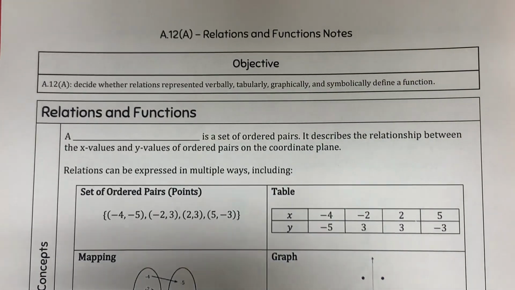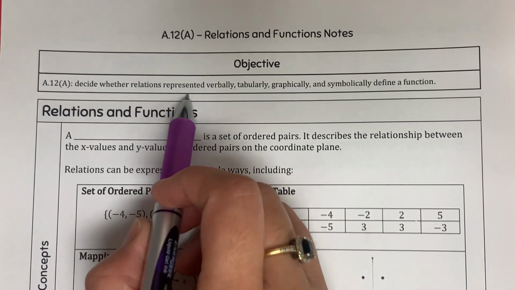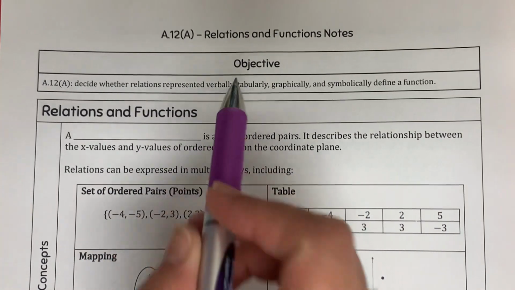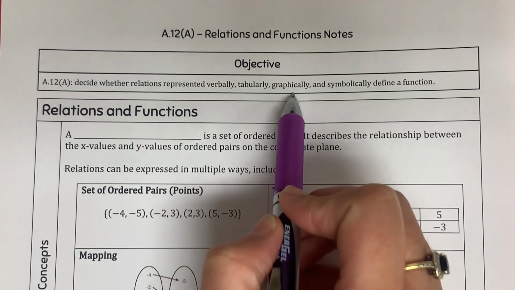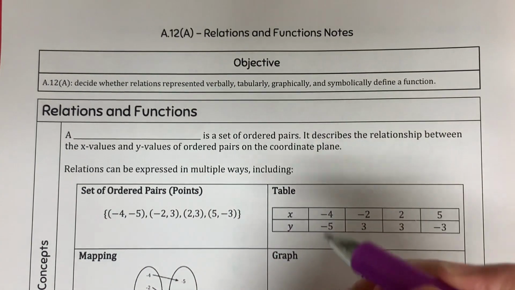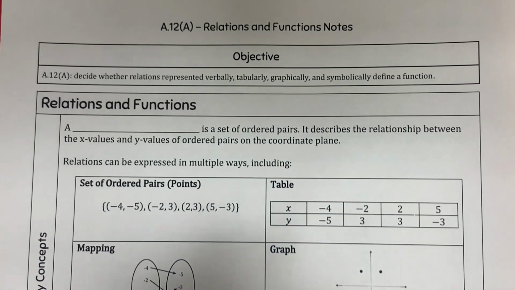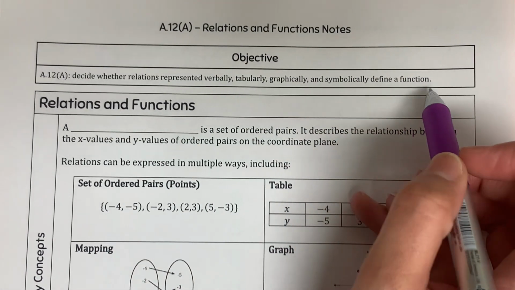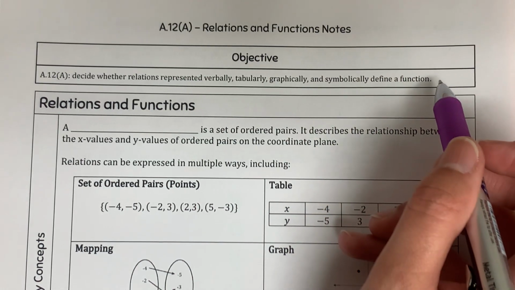Today the objective is to decide whether relations represented verbally, that means in words, tabularly, that means in a table, graphically, as a graph, and symbolically, that would be something like a mapping or coordinate pair, define a function. So this is something that you have done in 8th grade math as well.